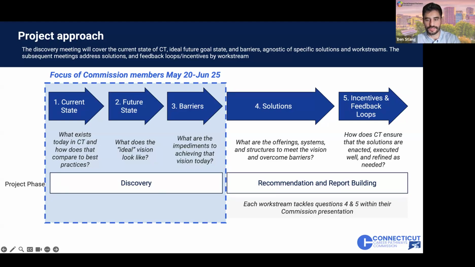Ajit and Charlene are going to set the conversation with that, and then I think everyone has something to add. The future state, I mean, this is an open discussion. Everyone should be talking about this, but what does the ideal vision look like for students in Connecticut? And then barriers: what are the impediments to achieving that vision today? The solutions arrow is in August, and then everything else is later down the line. So we're really just focusing on these three arrows today.